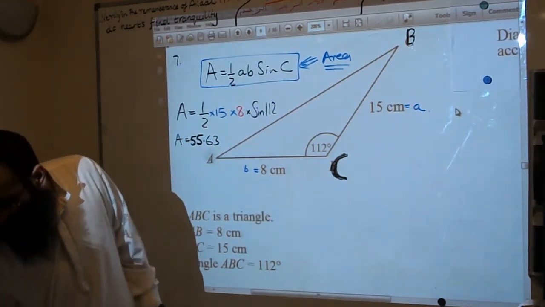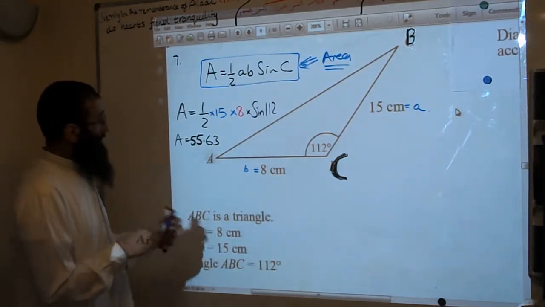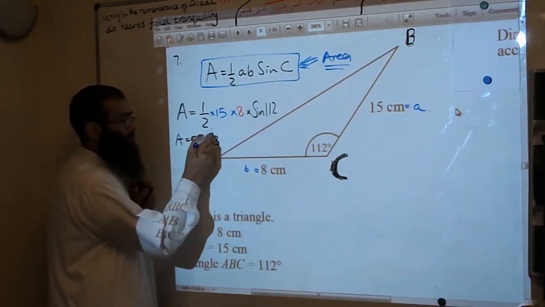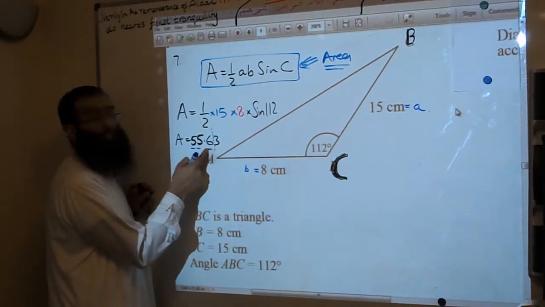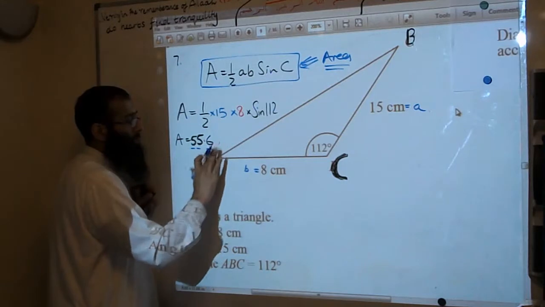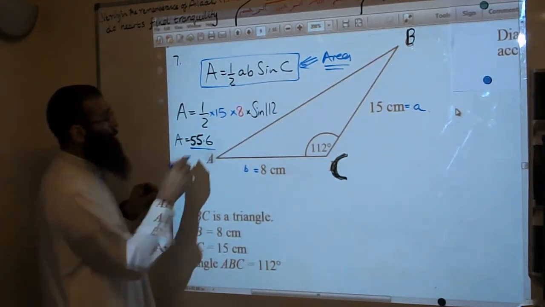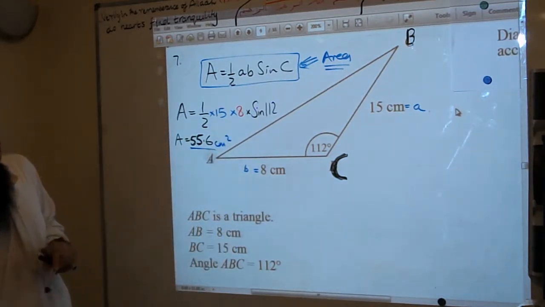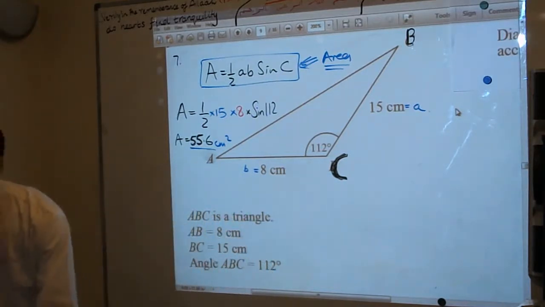55.63, and they've asked us to give it correct to how many significant figures? 3. So, 1, 2, 3 significant figures. That's the decider. It's less than 5, so you leave it alone. I'm just going to rub it off. And there's my answer. So the area is 55.6 centimeters squared. There's a space on the bottom of the question for you to put the answer on. Okay, are we happy with that now?